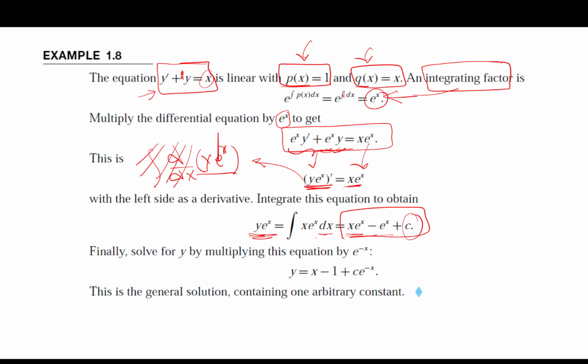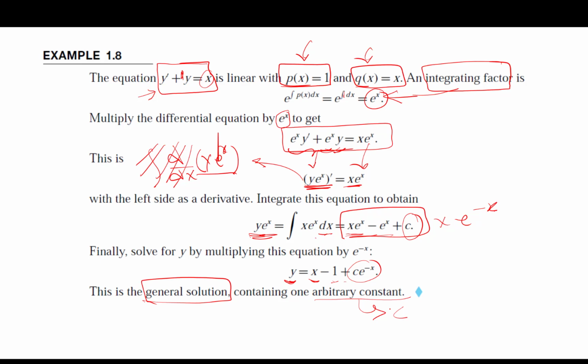Because we have e^x multiplied by y, we multiply by e^(-x). The left-hand side is y, and the right-hand side is x minus 1 plus c e^(-x). This is the general solution, containing an arbitrary constant, which is c. This is how it goes for our case.